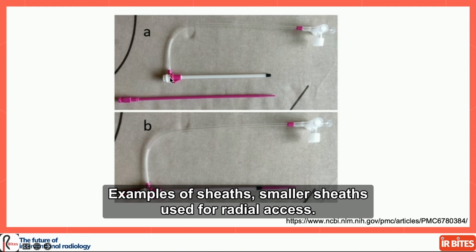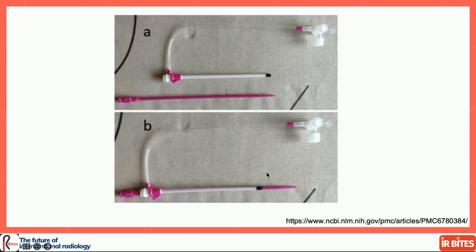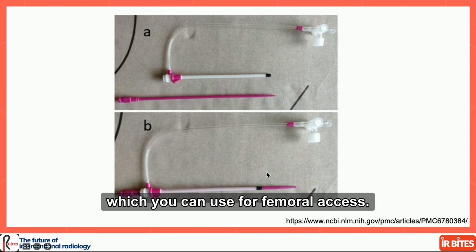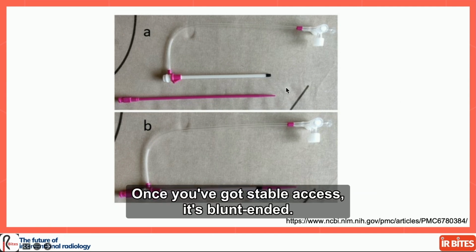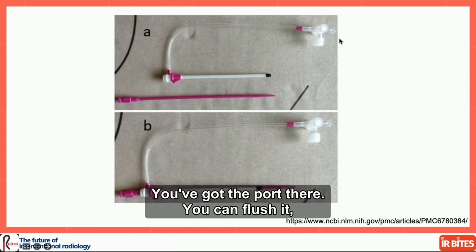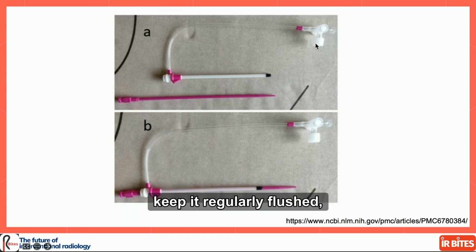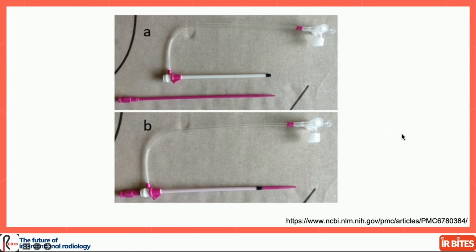Examples of sheaths: smaller sheaths used for radial access. You've got more conventional sheaths, which you can use for femoral access. But essentially, it's a sheath. Once you've got stable access, with a blunt end, you've got the port there. You can flush it, keep it regularly flushed, and inject contrast, etc. And then through the hub at the back, you can pass your catheter and wire.